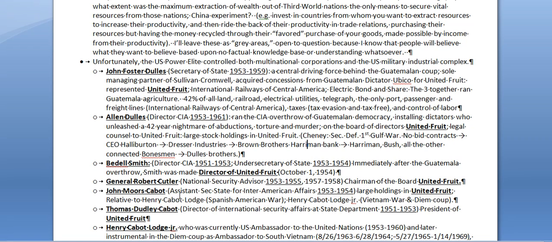John Moors Cabot, Assistant Secretary of State for Inter-American Affairs. Large holdings in United Fruit. He's a relative of Henry Cabot Lodge, who was instrumental in shepherding the congressional resolution to get a war with Spain, which started the war with Spain. Relative of Henry Cabot Lodge Jr., who was instrumental in the Diem coup and the Vietnam War. Thomas Dudley Cabot, related to the same guys, another Cabot. Director of International Security Affairs at the State Department. All right? 51 and 53. He's president of United Fruit.